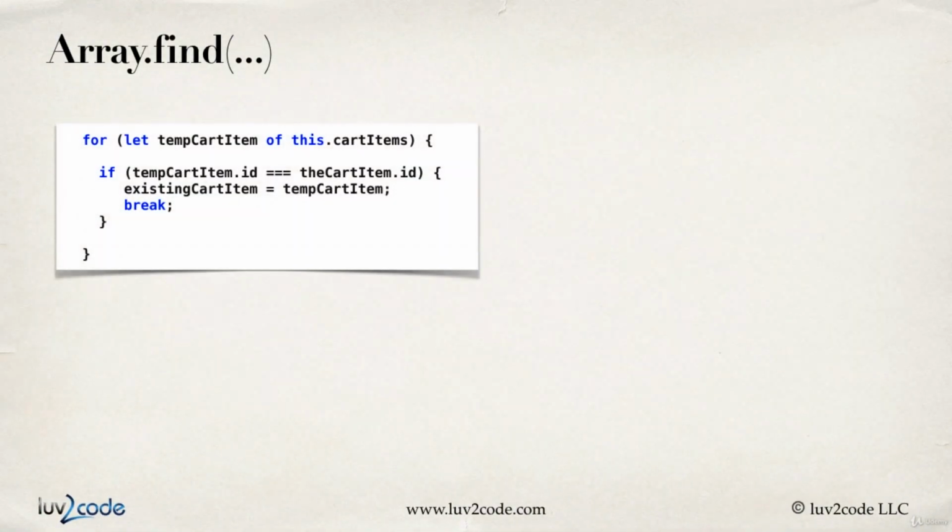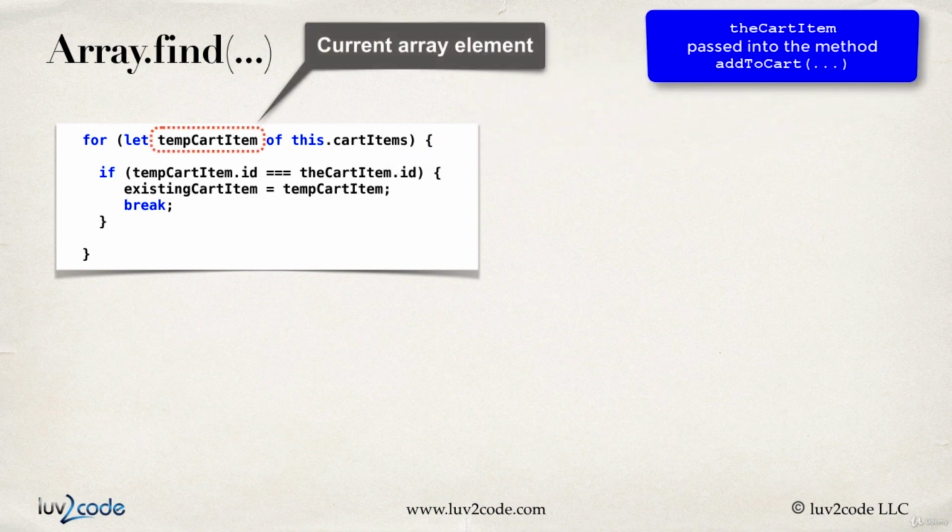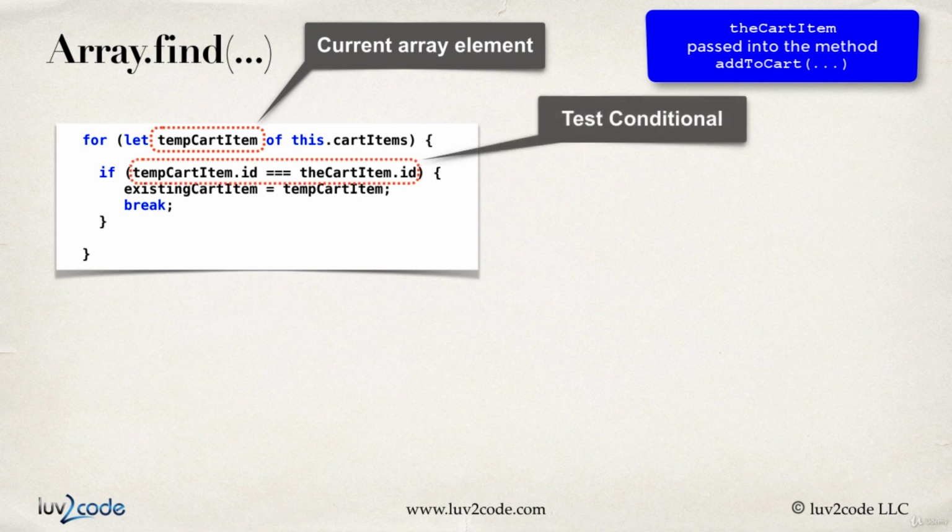Alrighty, so let's look at some coding for this. And now just a quick heads up, we'll reference the cart item. That's an element that's passed into the method for add to cart. So that's the actual element that we're searching for in our shopping cart. Up top we have this for loop, and so we have the temp cart item. That's the current array element as we loop through the array. And then we had a test conditional here. We check to see if temp cart item.id equals the cart item ID. So that's the existing code, the basic code that we had before.